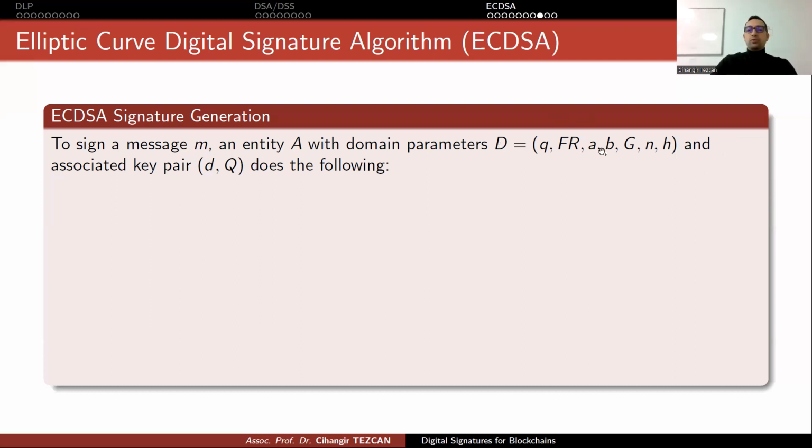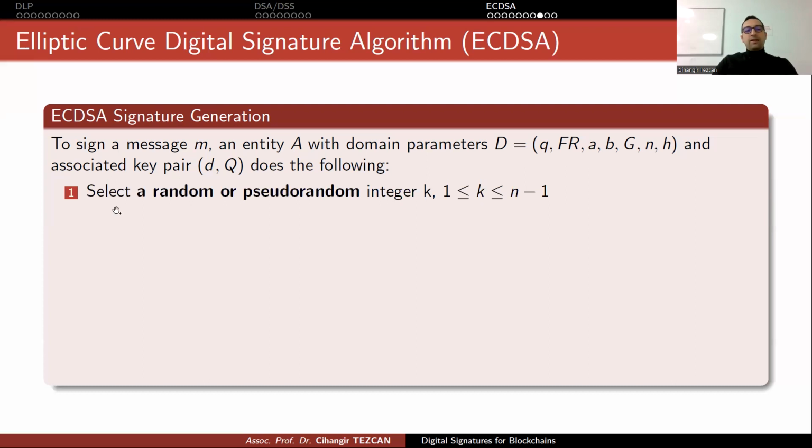It's specified. I showed you last week, but I will show it again. The associated key pair is D and Q. D is your secret key, private key. You will use it to sign. And Q will be your public key. People will use it to verify your signature.